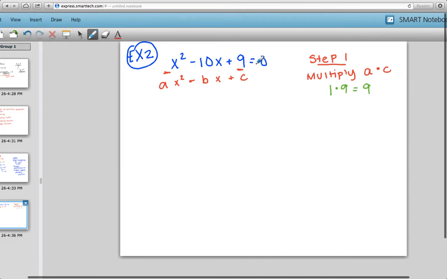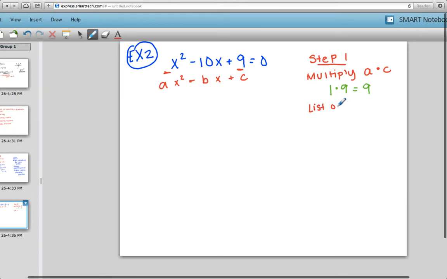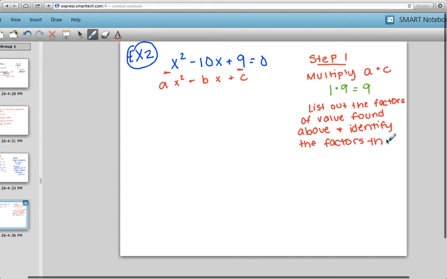Now, once you have figured out what that value is, your next step is to list out the factors of the value found above and identify the factors that add to the value of B. B being our middle term over here, okay?